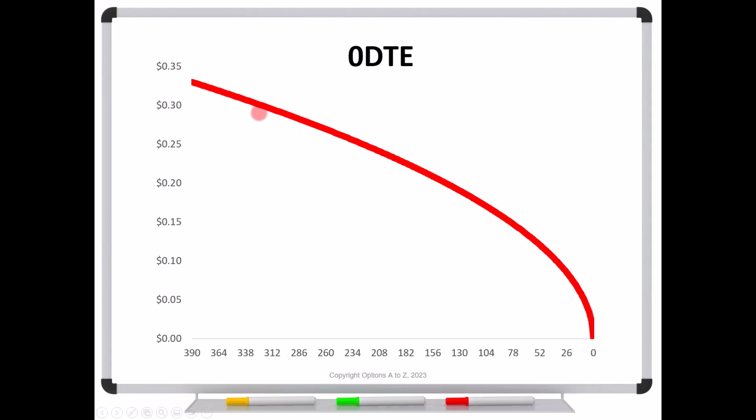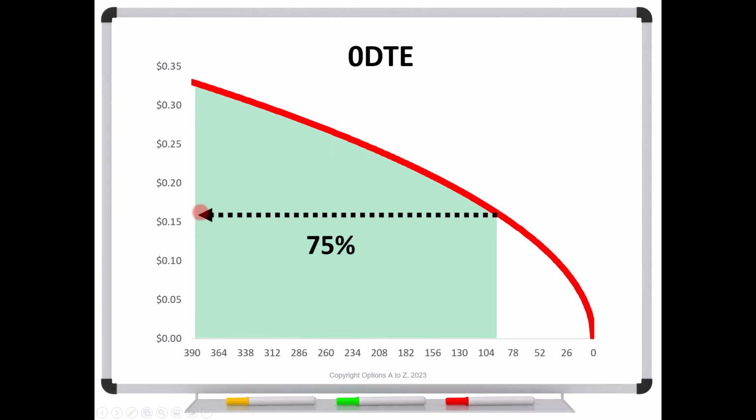So now you can see this one-day option's worth about 33 cents with 390 minutes to go. So when 75% of the time has passed, that option will have lost half of its value. It'll be trading for about 16 and a half, 17 cents right in here. And that means for the final 25% of the option's life that it's going to also lose 50% of its value.